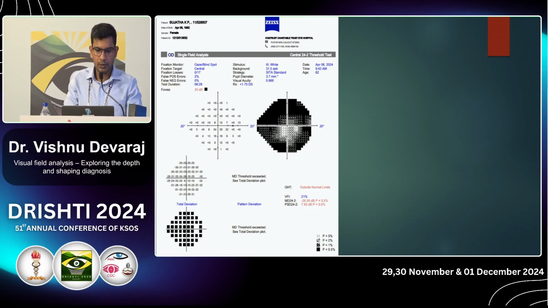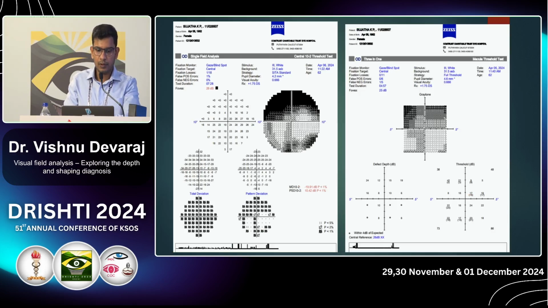So this is showing a 24-2. So the central point is more affected. So we go for a 10-2, and a macular split is seen in one of the macular programs. Thank you.